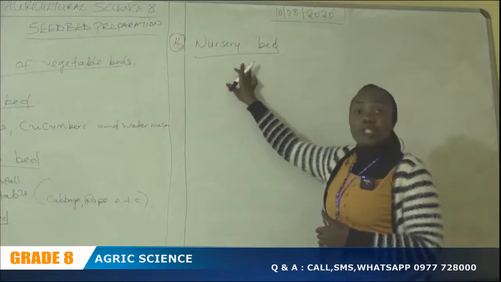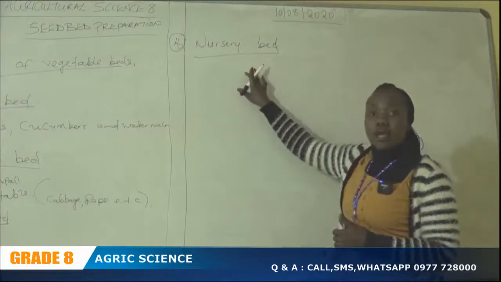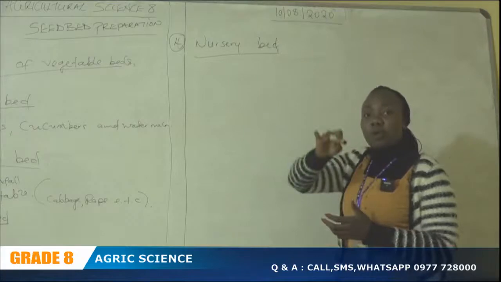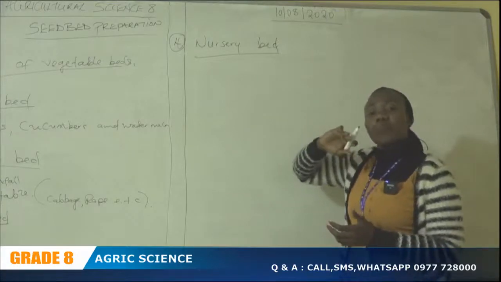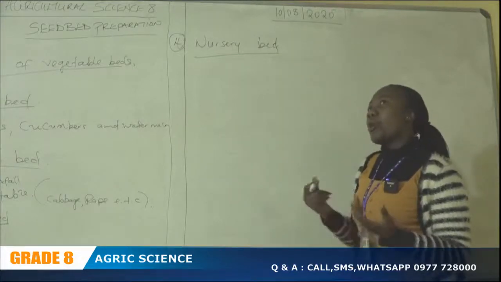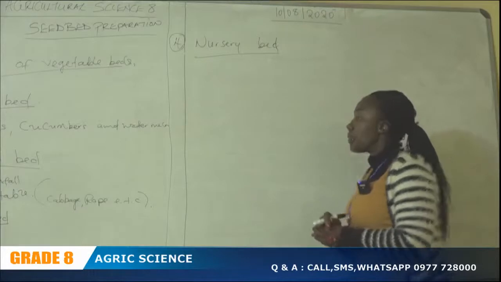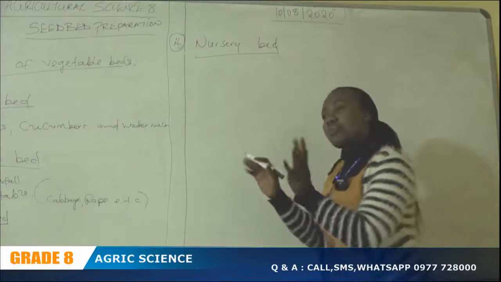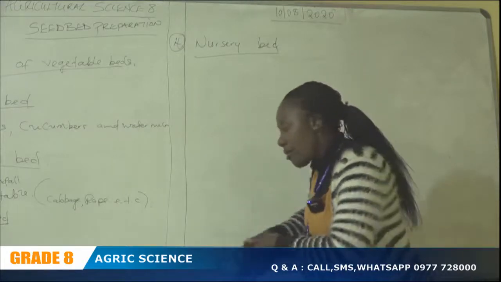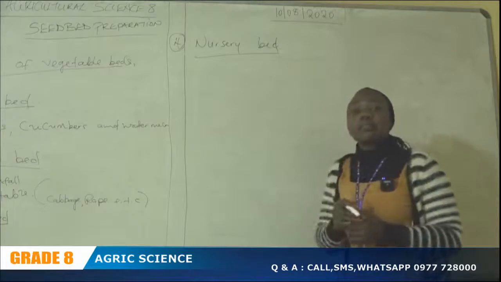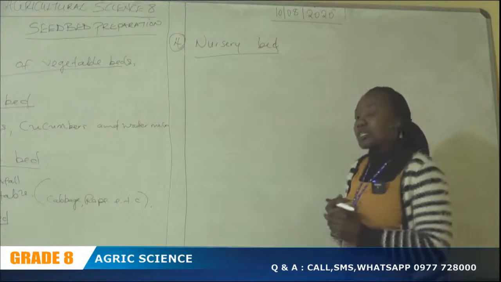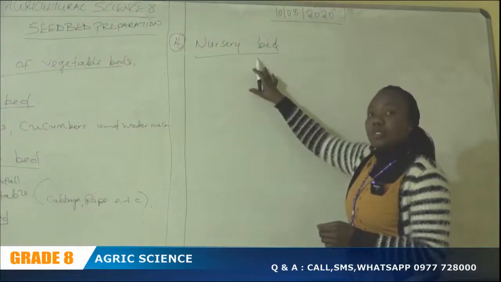I'm defining a nursery bed to be a bed where seeds are raised and taken care of. After they are raised, they develop into seedlings. Here in Zambia, or at our school, if we're growing rape, we make 2 to 3 beds, which we call nursery beds. We plant seeds in furrows and let the seeds germinate. After they germinate into seedlings, when they're strong enough, we transplant them from the nursery bed to the mother bed.